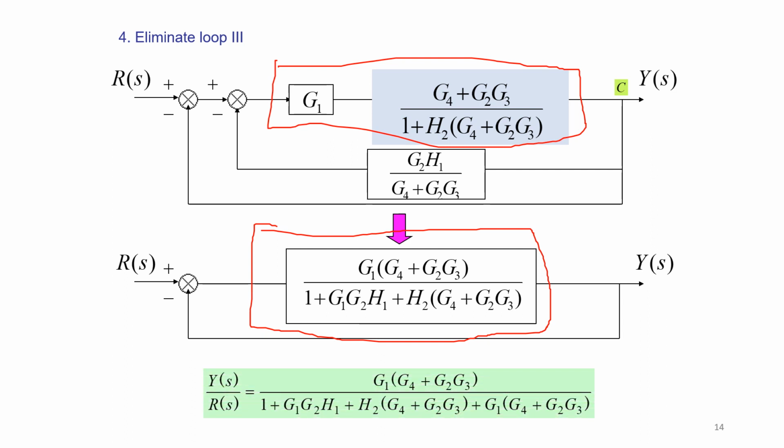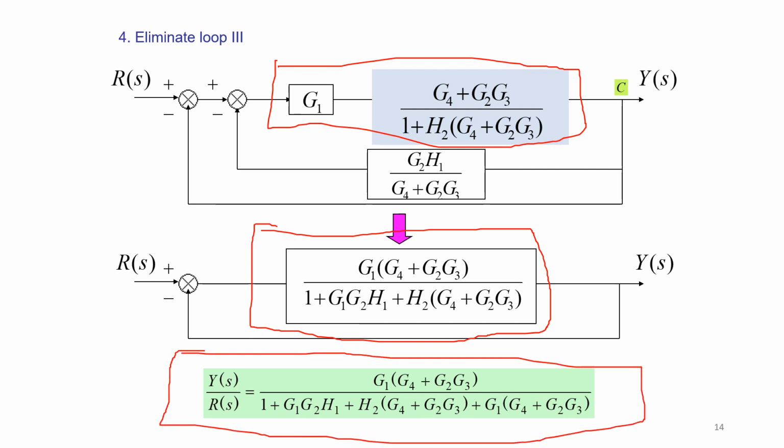So finally you can find your transfer function Y of s by R of s as equal to G1 into G4 plus G2 G3 divided by 1 plus G1 G2 H1 plus H2 into G4 plus G2 G3 plus G1 into G4 plus G2 into G3. So this is how the final transfer function is obtained for the given block diagram. I hope you have followed.